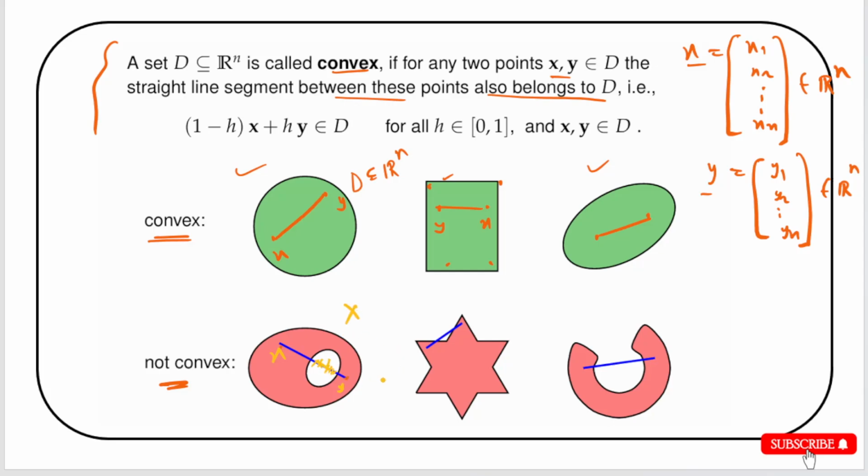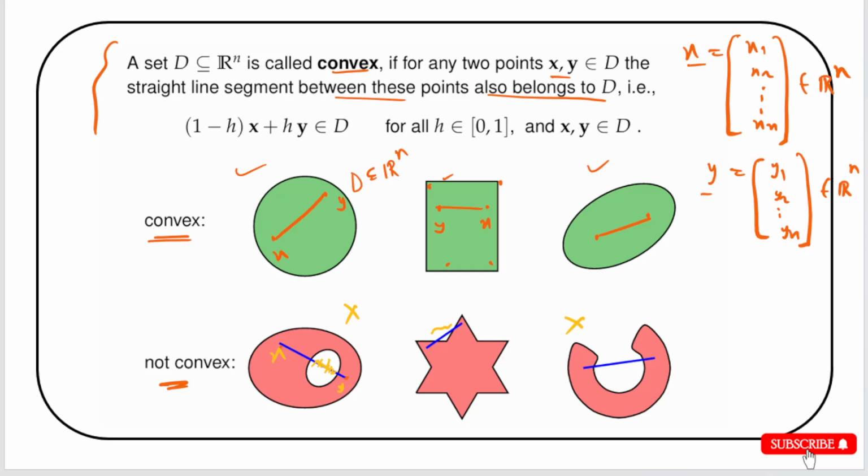So this is not a convex set. Similarly, here you have this portion left outside the set. It is not a convex set, and here also. So if you have a hollow kind of a shape or this kind of a shape, then you will see this will not be a convex set.